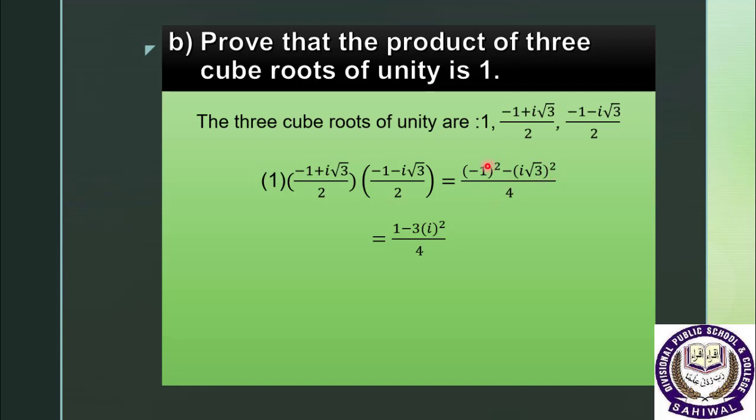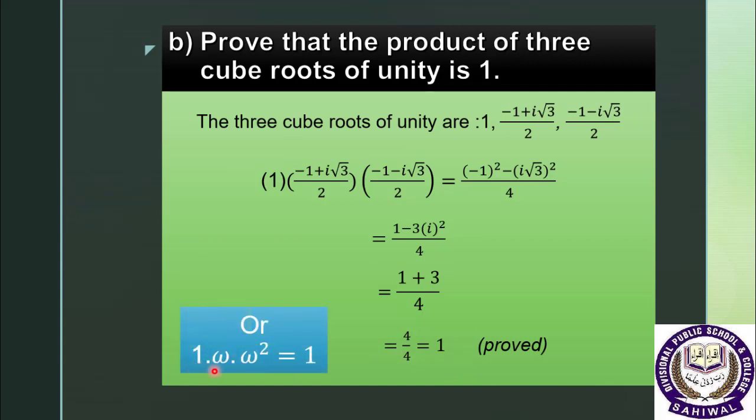Solving this expression, (-1)² will be equal to 1. (i√3)² will be equal to 3i² over 4. Putting the value of i², we get -1, which multiplied with the minus sign will become positive 3. On solving, we get 4 by 4, which is equal to 1. So, the product of 3 cube roots of unity is equal to 1. Or we can write it as 1 times omega squared is equal to 1, or omega cubed is equal to 1.